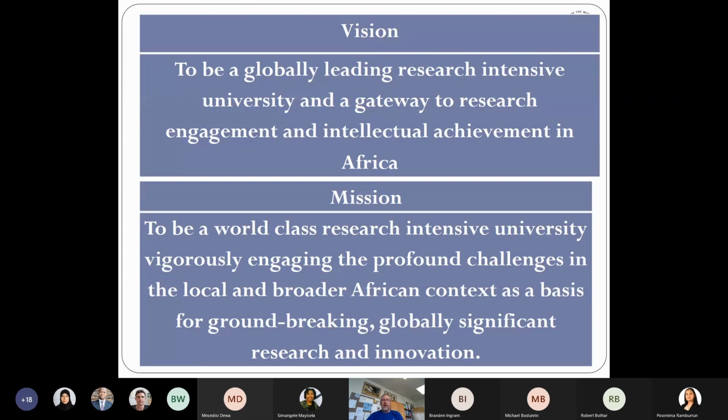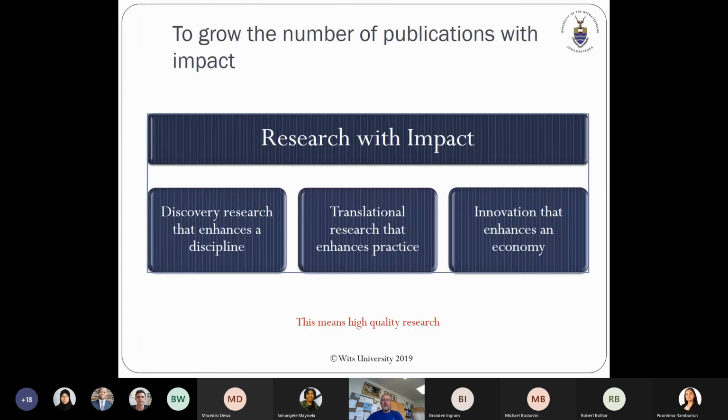So just very quickly, I just want to emphasize the WITS strategy, and it really boils down to this slide. We encourage research with impact. And what does that mean? Discovery research that enhances a discipline. So that can be, I don't know, string theory, or translational research that enhances policy, practice, and professional activities. You know, that you use your knowledge to improve practice and policy.